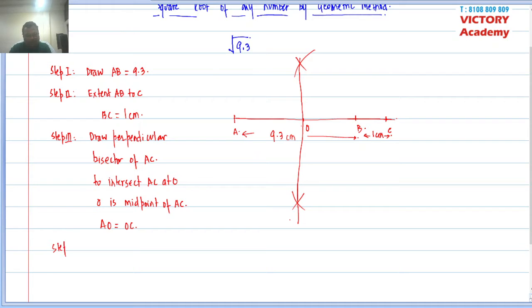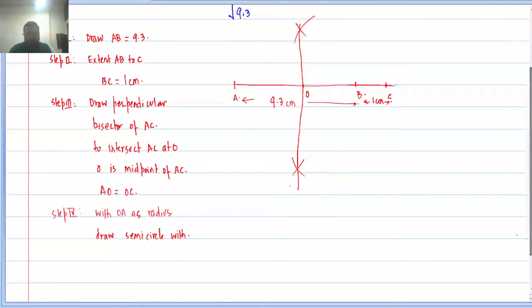Step 4. With OA as radius, draw a semicircle with AC as diameter.